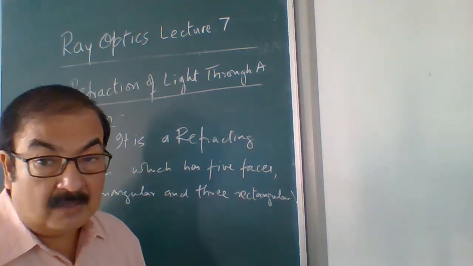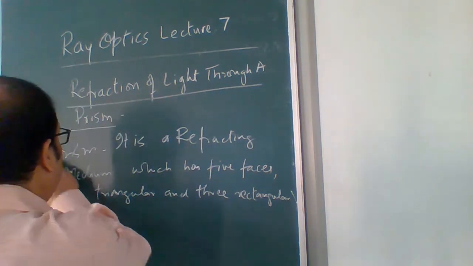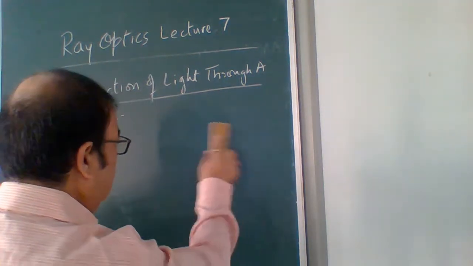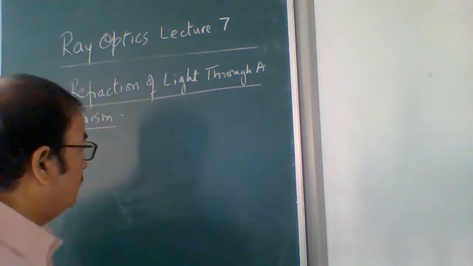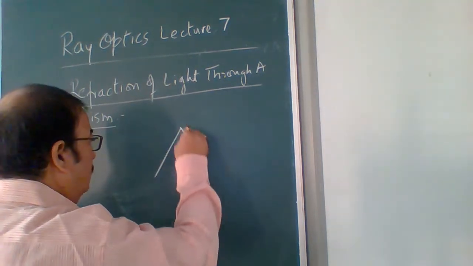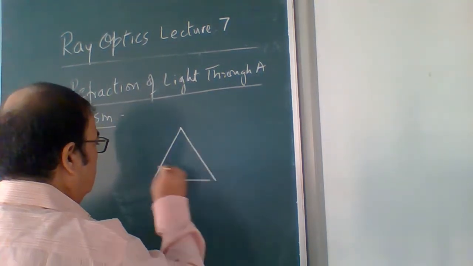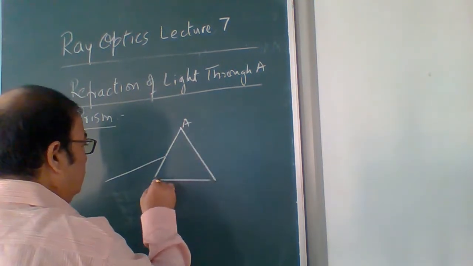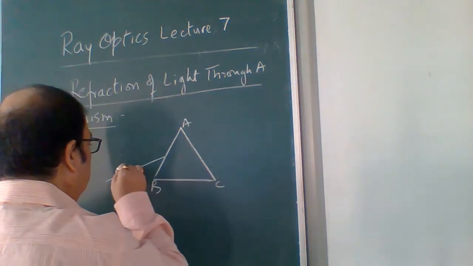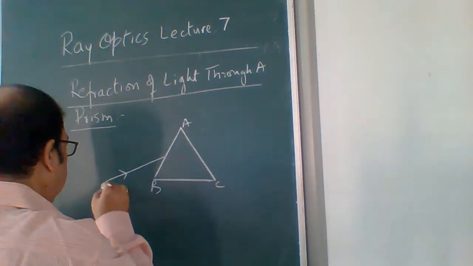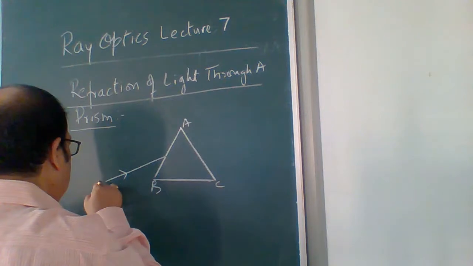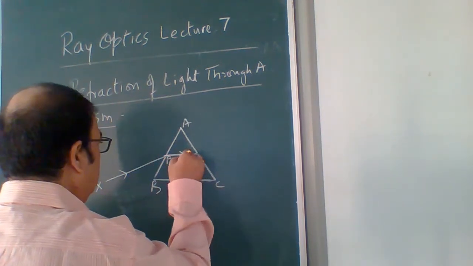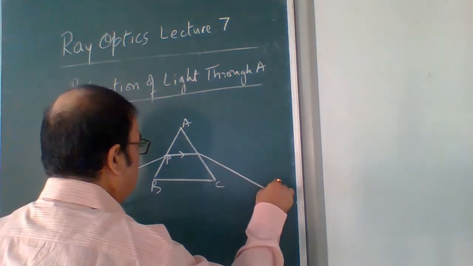Now we have seen what a prism is. Now we have to take the refraction through the prism, the main topic today. For that, we take this triangular diagram ABC. This is the incident ray XP. This is the refracted ray, and this is the emergent ray.